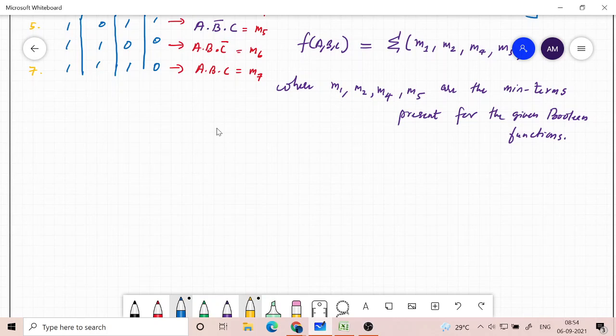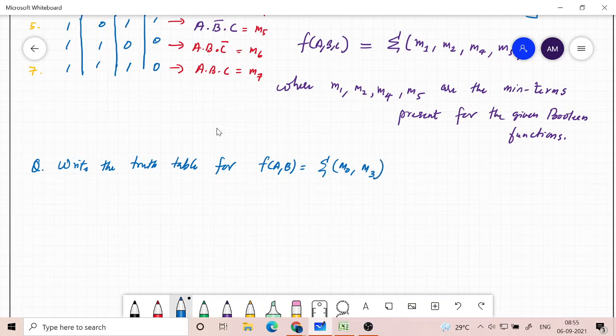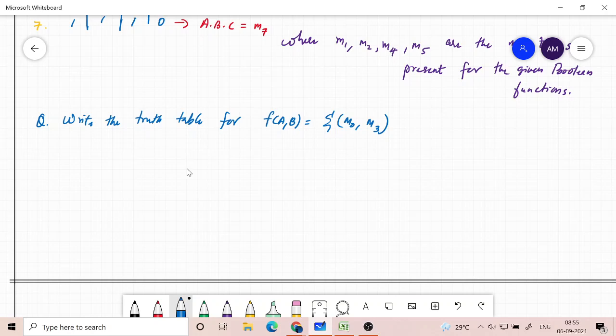So let's take a question: write the truth table for f(a, b) equal to sigma m0, m3. The min term representation is given, and now you can write down the truth table. This is the opposite way you can go. You have only 2 variables here, so you have a, b, and then you have your f(a, b).